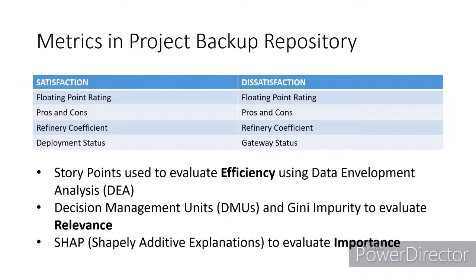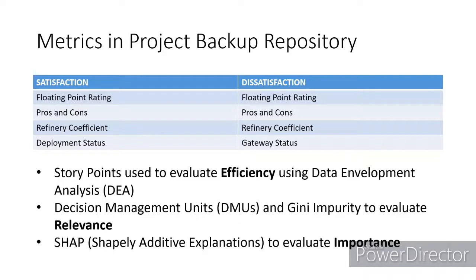So what are the metrics in the project backup repository? Project backup repository metrics use the collected satisfaction and dissatisfaction ratings about the requirement. The satisfaction rating is a floating point rating. It has pros and cons. It has a refinery coefficient.